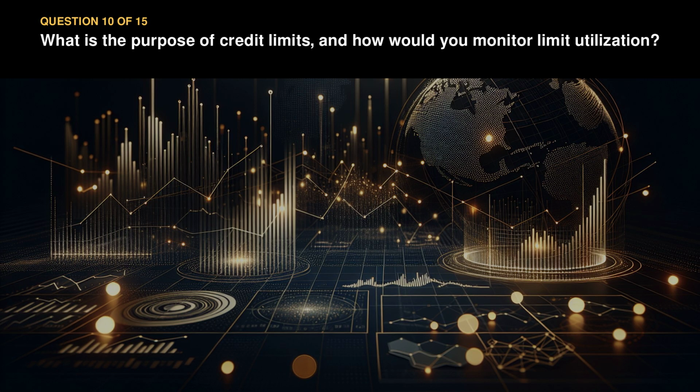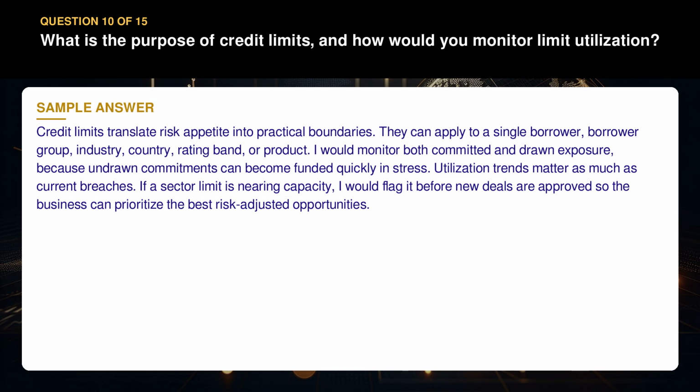Question 10. What is the purpose of credit limits, and how would you monitor limit utilization? Credit limits translate risk appetite into practical boundaries. They can apply to a single borrower, borrower group, industry, country, rating band, or product. I would monitor both committed and drawn exposure, because undrawn commitments can become funded quickly in stress. Utilization trends matter as much as current breaches.